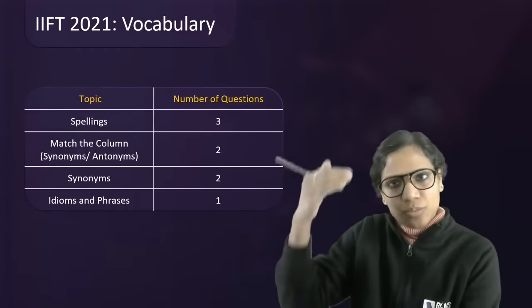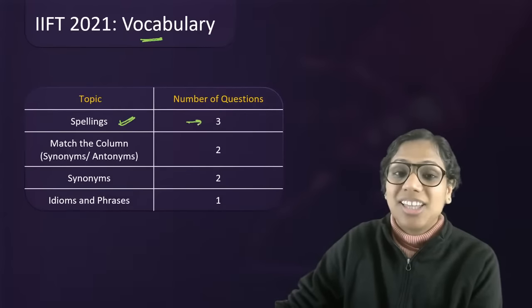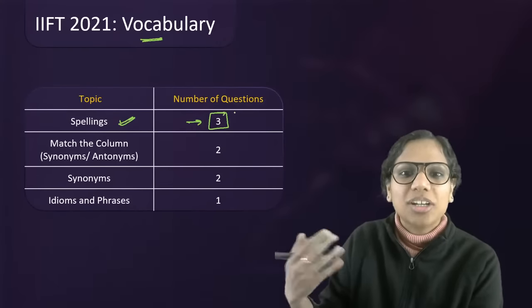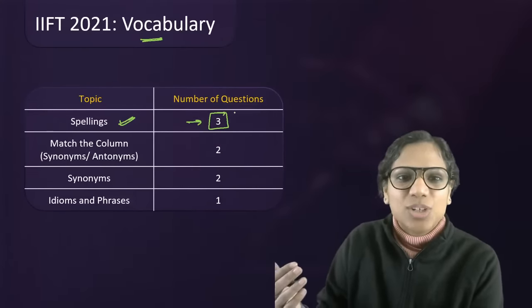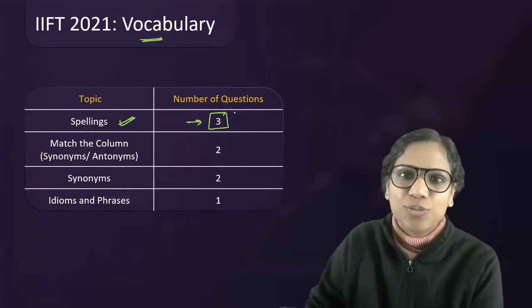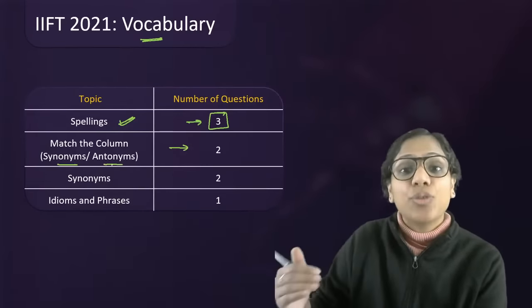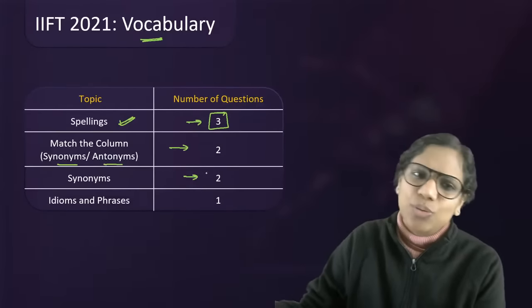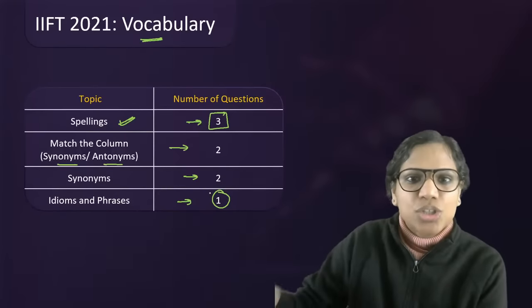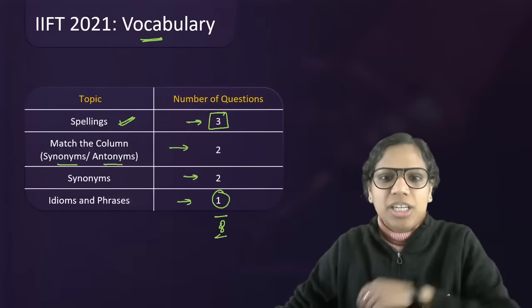Then, if I break it down further, if I look at vocabulary, spellings, there were 3 questions from spelling. So, something that we don't usually prepare for, right? We are so caught up on synonyms, antonyms, right? We are so bothered about idioms and phrases that we forget that spellings is also a component of vocabulary. Match the column. So, these were synonym, antonym based, match the following questions. And direct vocabulary, outrightly asking you the synonym of a word, idioms and phrases. So this was the breakup of the vocabulary questions, right? The 8 vocabulary questions.